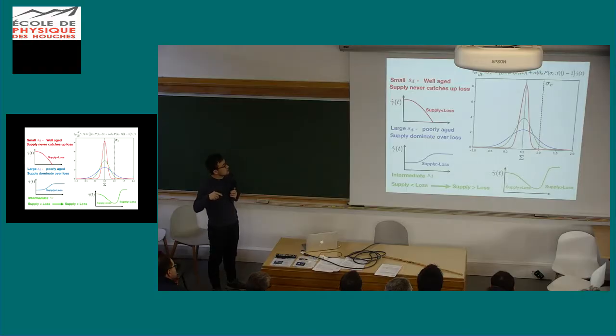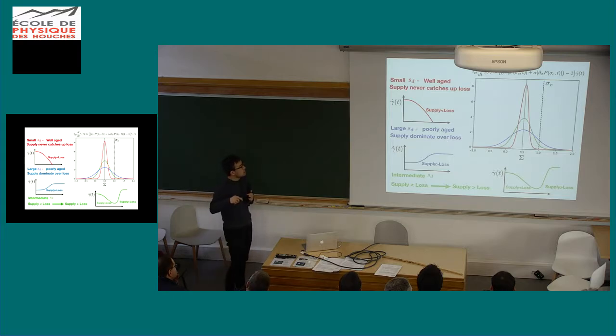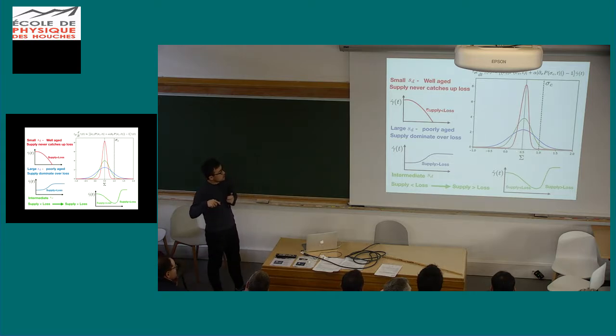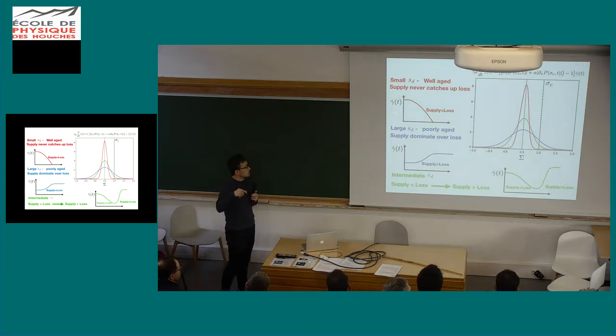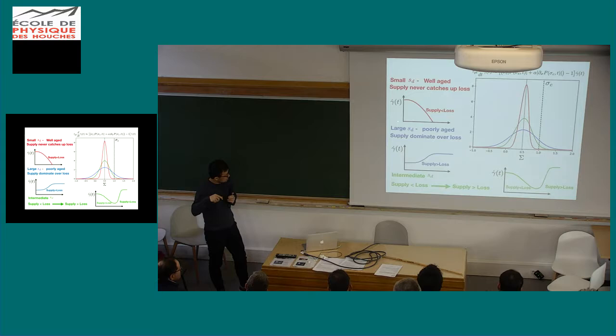The first case is when the initial distribution of stress is very narrow, so you have very little population beyond the threshold. In that case, the supply term is always smaller than the loss term. In this case, the shear rate would just go down.